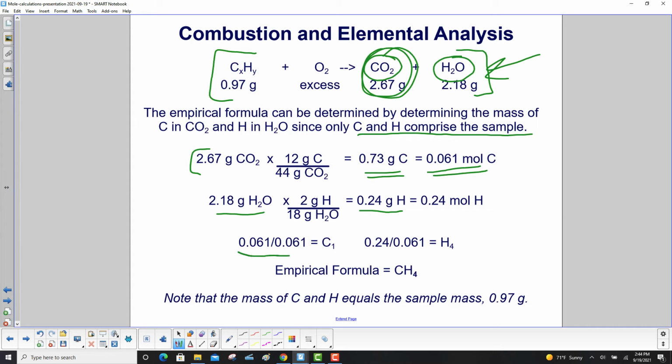We divide both of the quantities by 0.061. That's the smallest number here, 0.061, 0.24. And what do we get? We get 1 for carbon because we're dividing it by its 0.061 mole, and we get 4 for hydrogen. So the empirical formula will be CH4. And note that the mass of carbon plus hydrogen equals the sample mass of 0.97 grams.